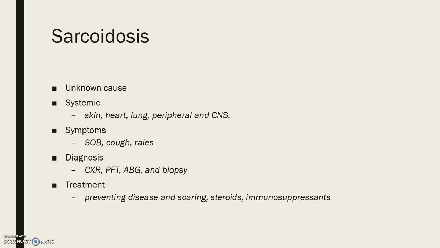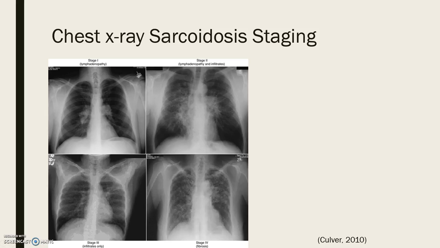An ABG may demonstrate hypoxia as the disease progresses. CO2 retention indicates that the disease is very severe. Additionally, a tissue sample of the lung is safe and should be considered. Treatment aims at preventing disease, scarring, and eventual fibrosis of the lungs. Thus, steroids are common. Treatment is also based upon symptoms affected and may include immunosuppressants to treat refractory pulmonary sarcoidosis.